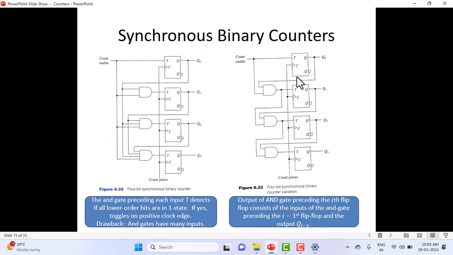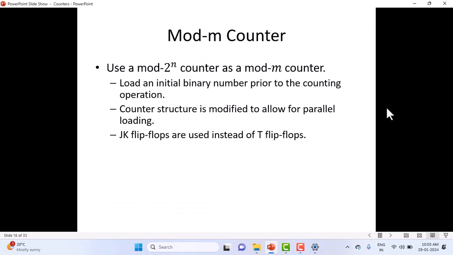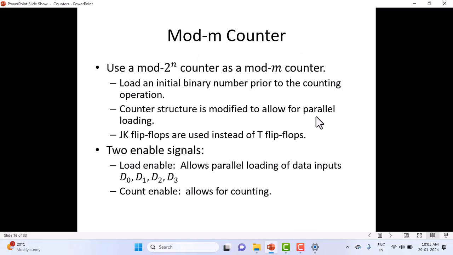So both the output and the count enable are required, and they decide the T value here. That again decides whether it is toggling mode or no-change mode, through the T input. The working principle remains the same, no change in the counter. Let me move on to the mod M counter.